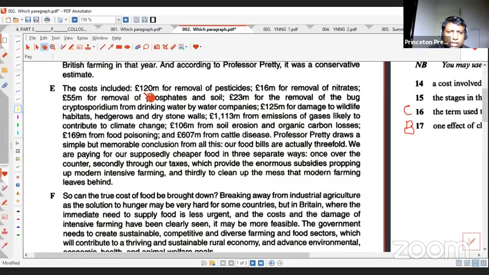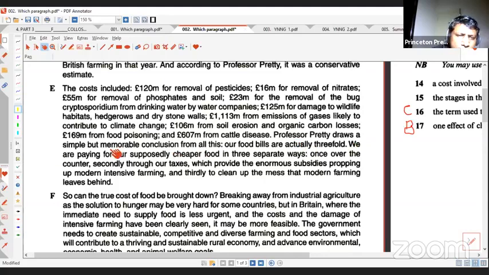What about E? The cost included 120 million for removal of pesticides, the removal of nitrates, the removal of phosphates and soil, and the removal of bugs from drinking water by water companies, and million for damage to wildlife habitats. You see, later on they're using these chemicals, but it's costing. Gas is likely to contribute to climate change, soil erosion, organic carbon losses, and food poisoning at the farm. You see all these costs.